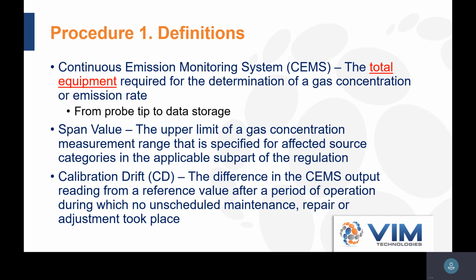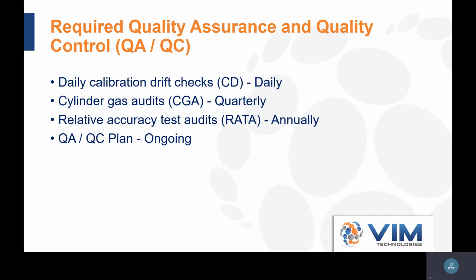Calibration drift is the difference between the CEMS reading and the reference value of the gas that you've injected up through the system. So these are the required quality assurance and quality control activities. There are only 4, so it doesn't look too daunting, but there's a lot involved with these 4 activities. On a daily basis, you have to do a calibration drift check.